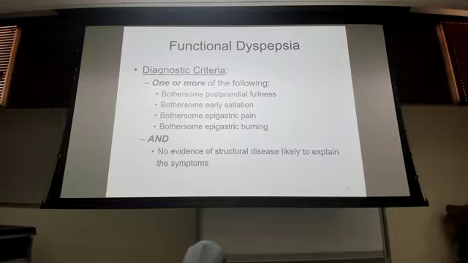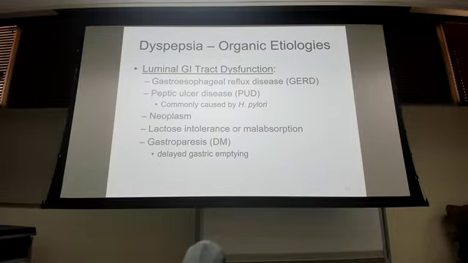So for functional dyspepsia, one or more of the list there: postprandial fullness, early satiety, which we defined, bothersome epigastric pain, and bothersome epigastric burning. One or more of those, and a normal workup. Nothing structural, nothing on the labs, no sign of infection. In other words, you can't explain it, but they have one or more of the criteria above. It's functional dyspepsia. Most common chronic cause of dyspepsia.